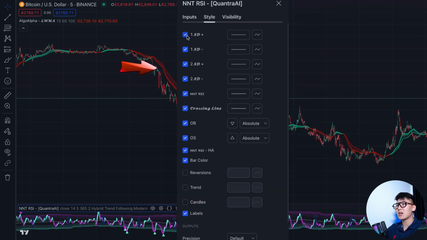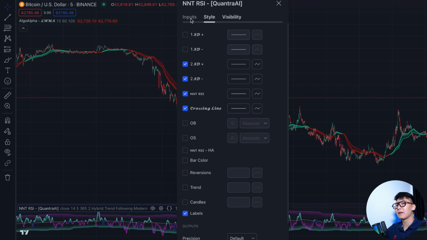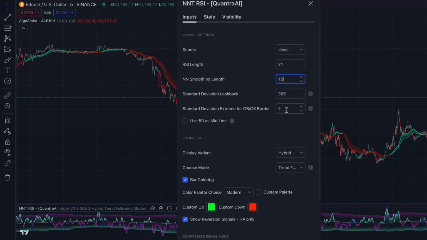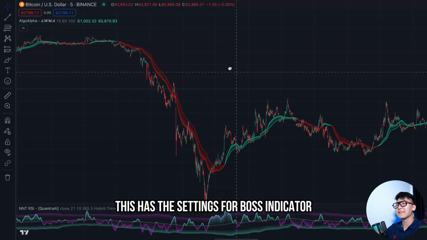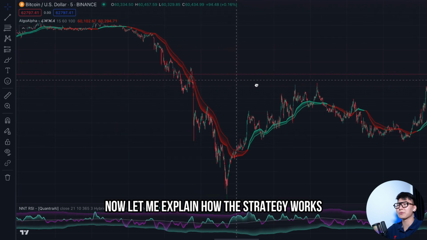In the style tab, check and uncheck the same boxes as you see here. In the inputs tab, use the same settings I'm using. These are the settings for both indicators, and now let me explain how the strategy works, how to open short and long positions.